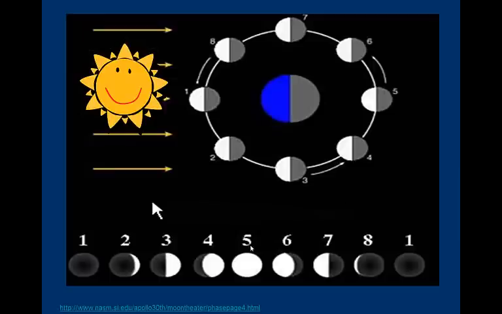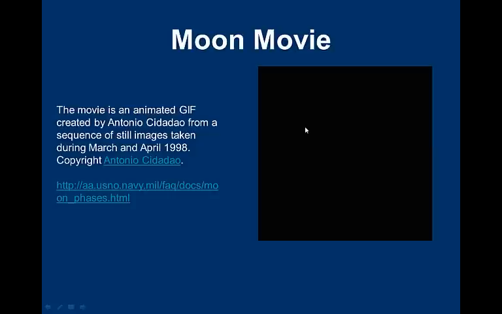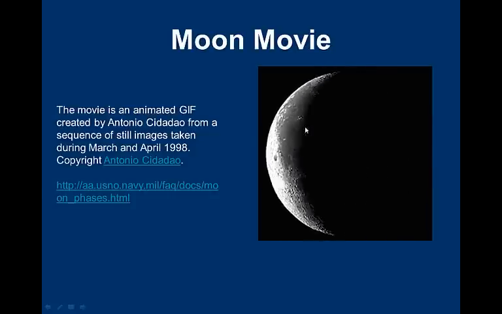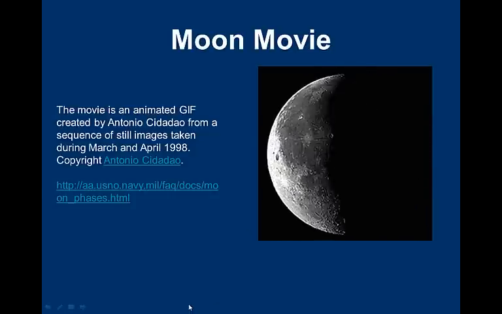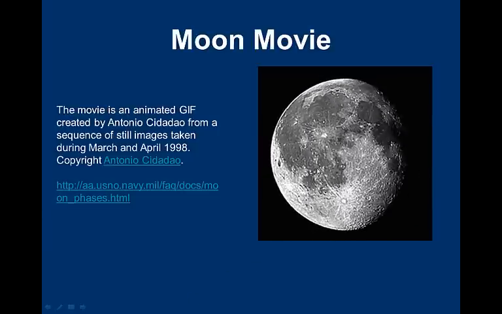Okay, here they are again. So here's new, waxing crescent, first quarter, waxing gibbous, full, waning gibbous, third quarter, waning crescent, new. Okay, and here again is another diagram you can look at. Okay, so here is kind of how it looks.